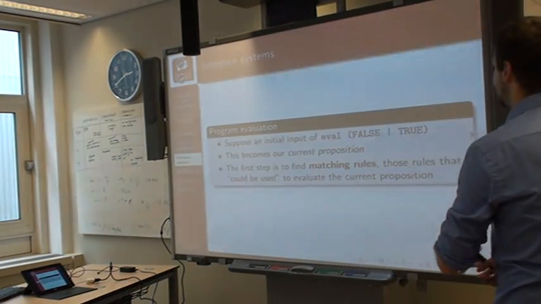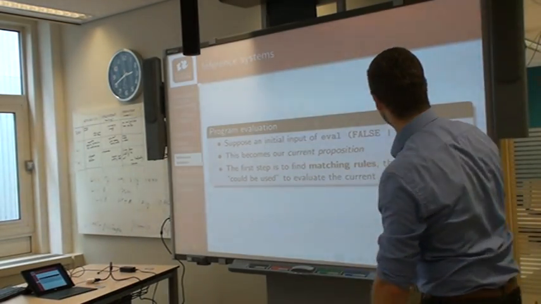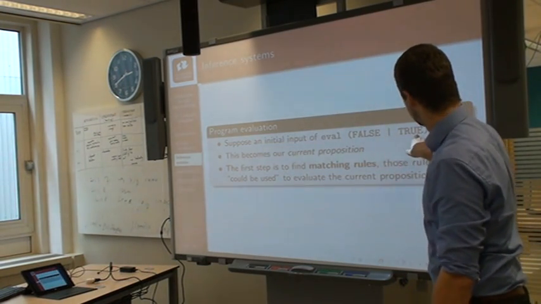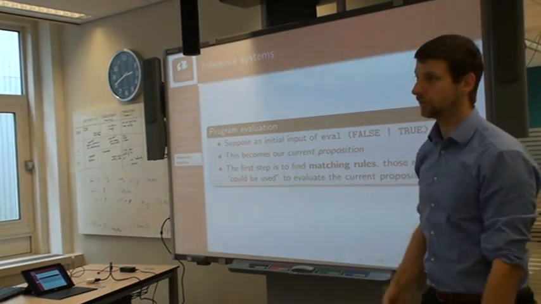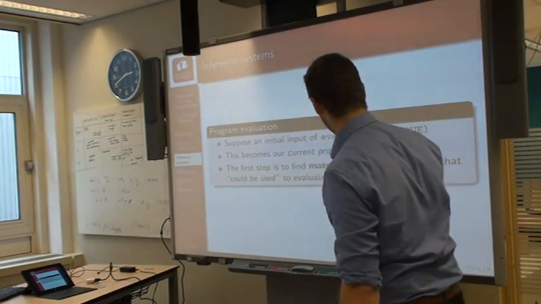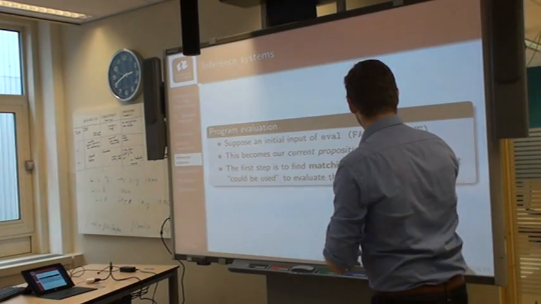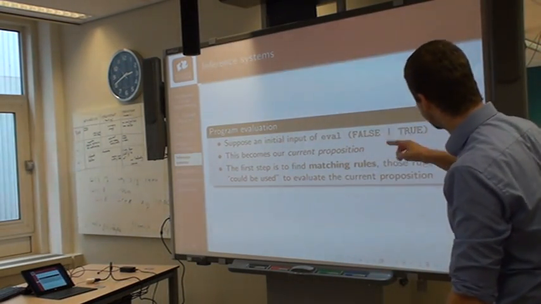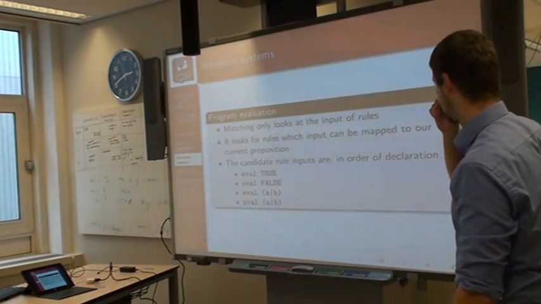So, let's suppose an initial input that the metacompiler accepts separately, which is eval false or true. This takes the name of the current proposition. It is the proposition we are currently processing. The first step is to find which rules match the current proposition. The rules that match it could be used to evaluate the current proposition.